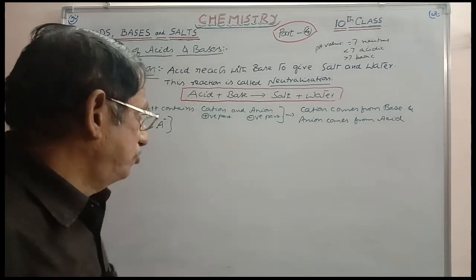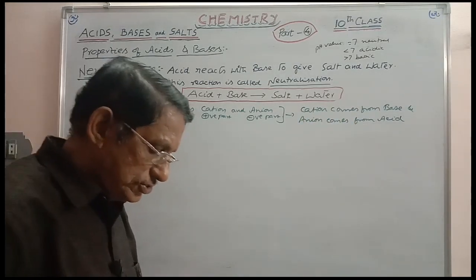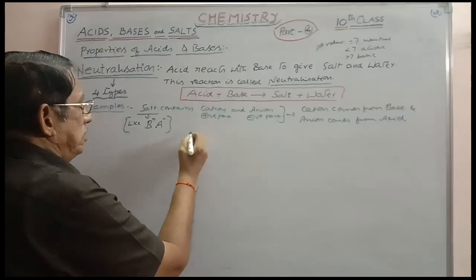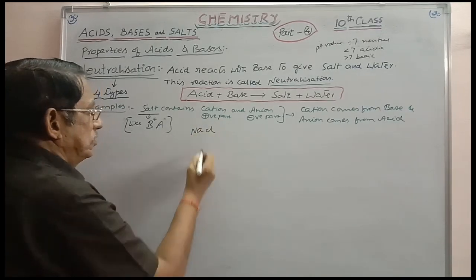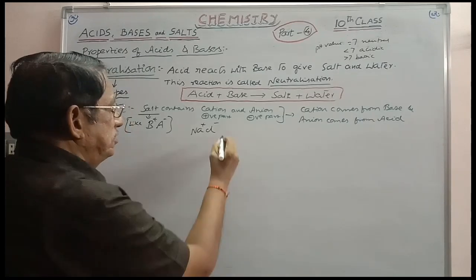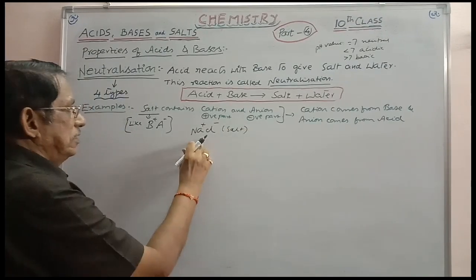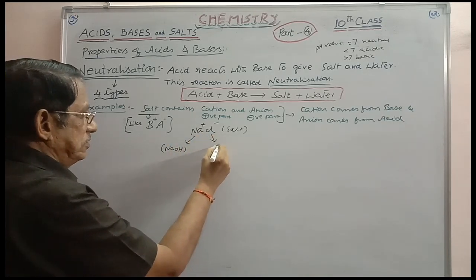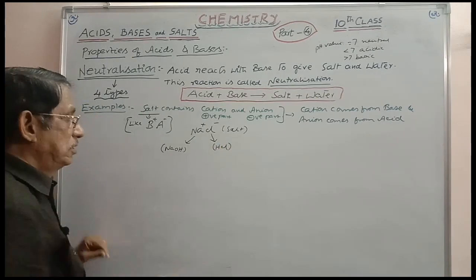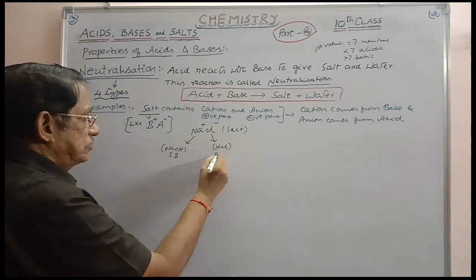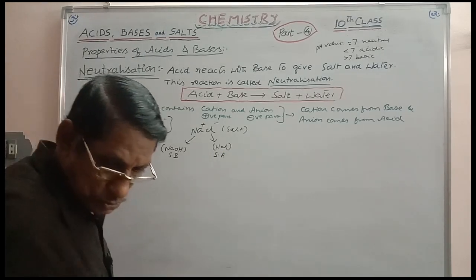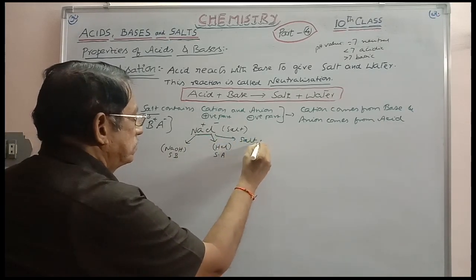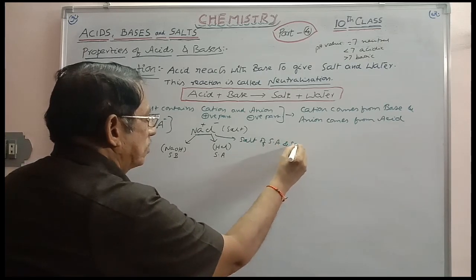Now let us consider some examples for these salts of neutralizations. I am taking here a salt like NaCl, Na+ Cl-. This is the salt. Na+ comes from NaOH because it is the base. This comes from HCl. NaOH is a strong base, HCl is a strong acid. So, what about this case? NaCl is a salt of strong acid and strong base.